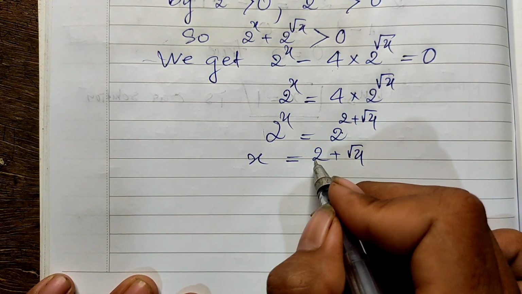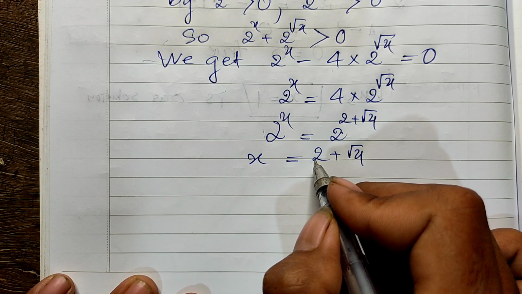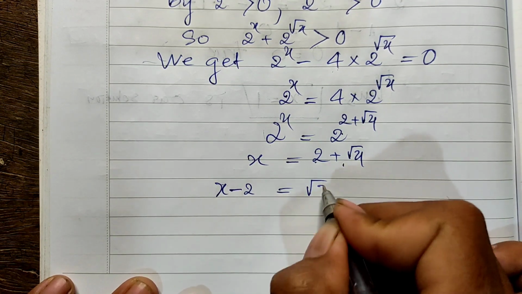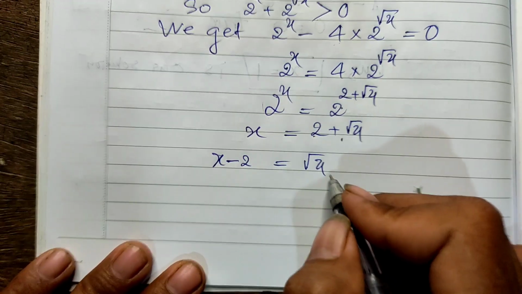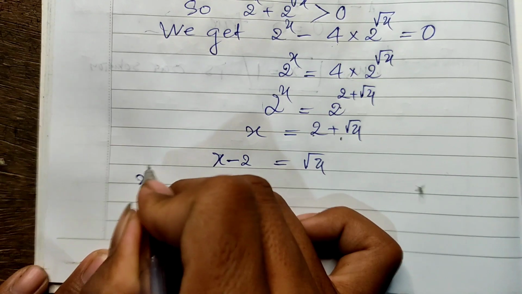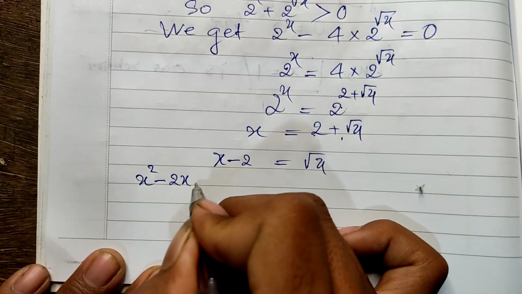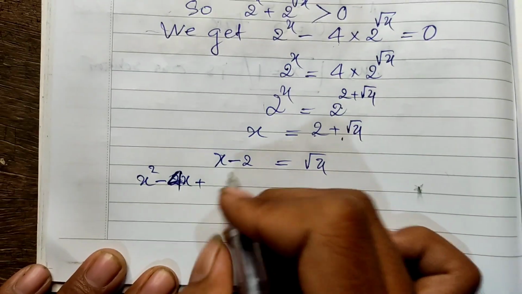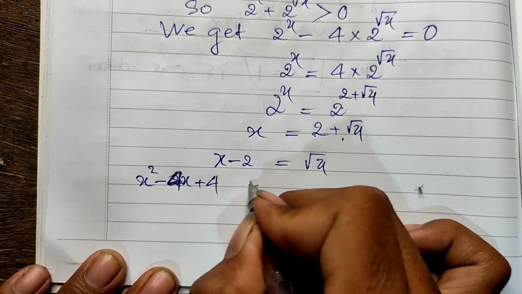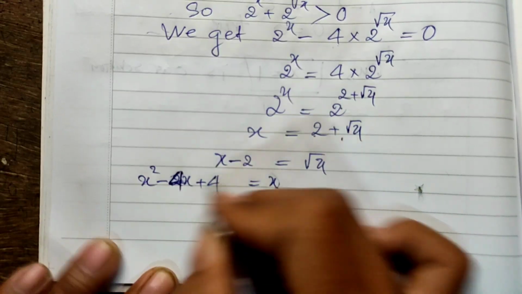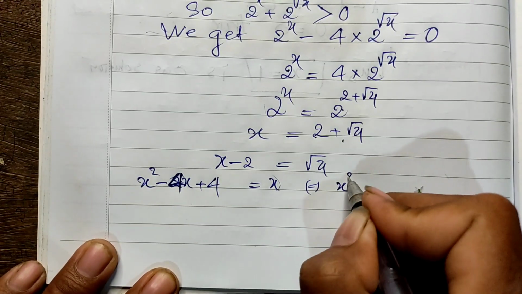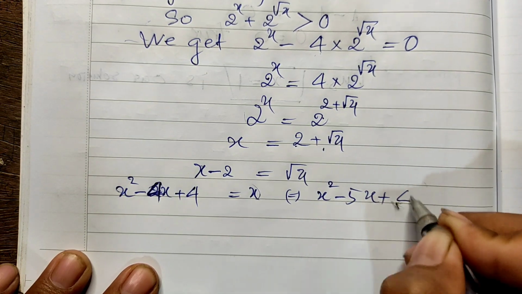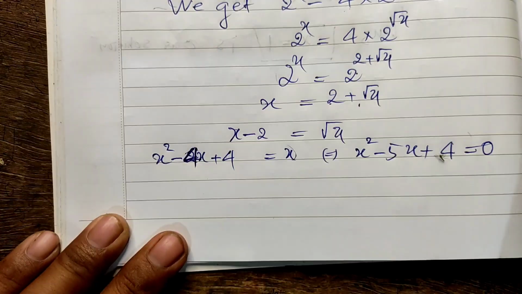And now I move 2 from the right side to the left side. So I get x minus 2 is equal to square root of x. And now I square both sides. So I get x squared minus 4x plus 4 is equal to x. So we get x squared minus 5x plus 4 is equal to 0.